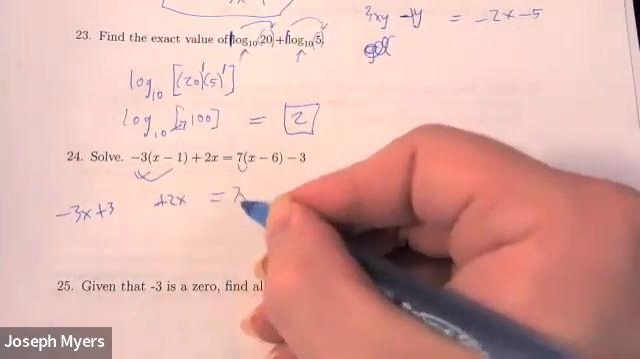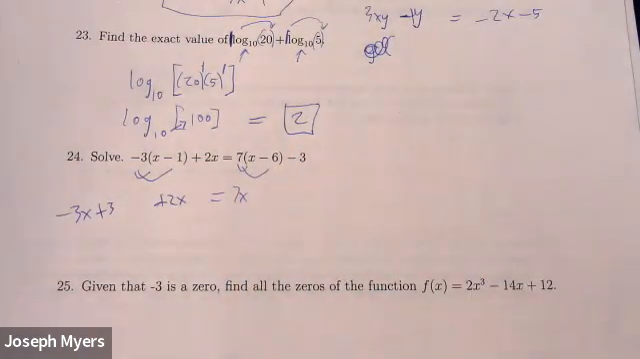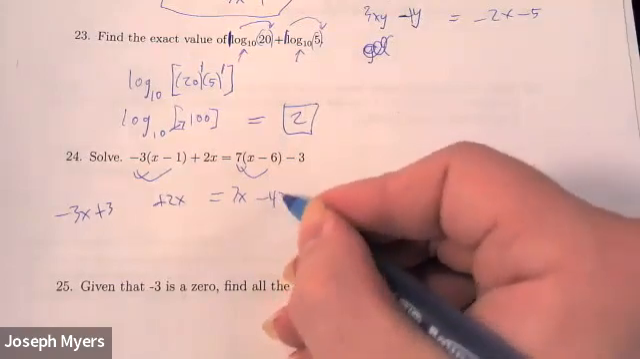7 times x is 7x. What about 7 times negative 6? Negative 42. And always watch your signs.